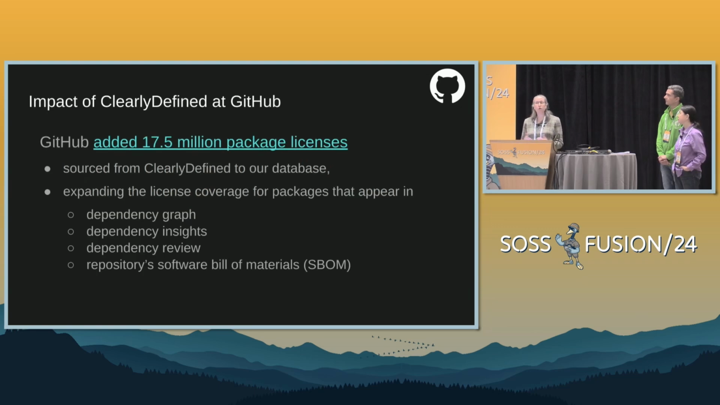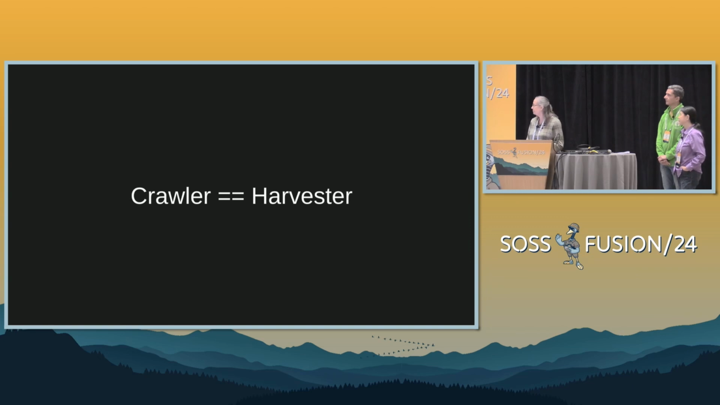And the impact it's already had on GitHub: we started using the ClearlyDefined licenses a little over a year ago, and we immediately brought in 17.5 million licenses at that time, and we're now over 40 million. It just continues to grow as ClearlyDefined grows, and it has already had a major impact on many of the products and features that we have that use license data.